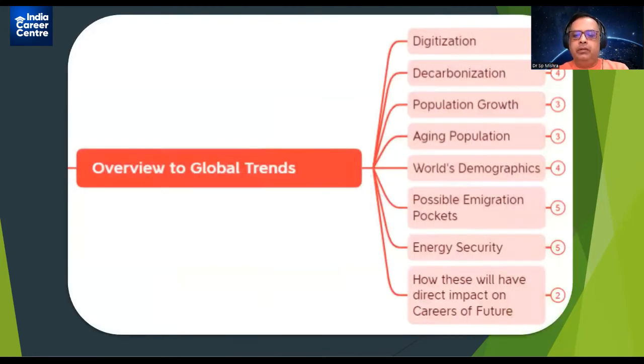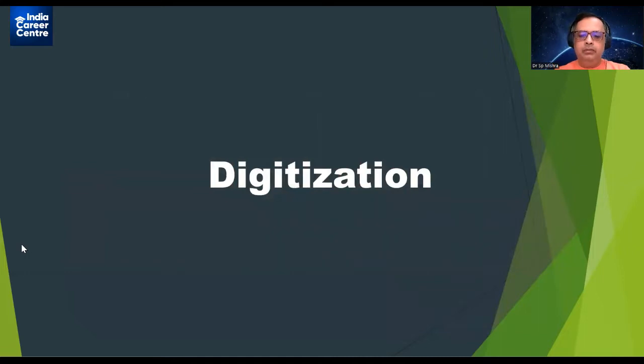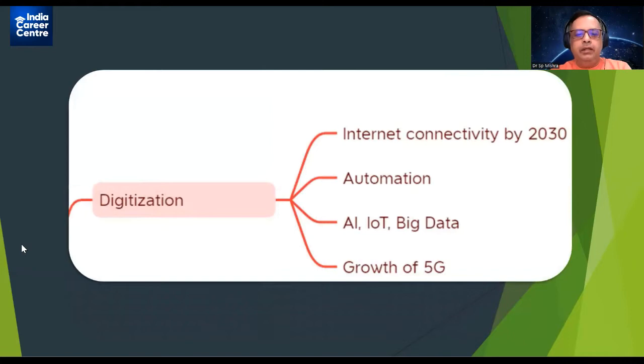In this presentation, we will look into these various aspects, starting with the overview of global trends. To start with, first is digitization. Under digitization, further we go deep down into internet connectivity by 2030. What is the impact of automation, AI, IoT, big data, and growth of 5G.